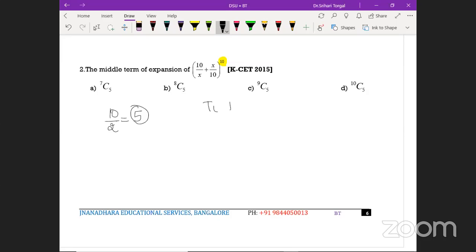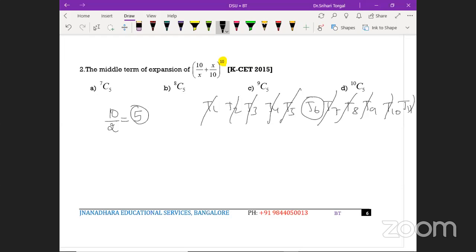Here T1, T2, T3, T4, T5, T6, T7, T8, T9, T10 is there, right? Total number of terms are T11 actually. If you remove this here and here, T6 is the middle term. Then what we have to do? To get the middle term, just take one more than this. That will give you the middle term.